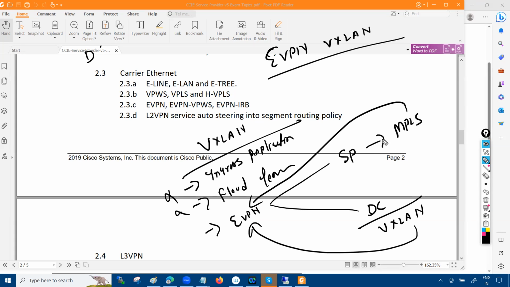Right? EVPN, if you're going to use it in the service provider network, the data plane is going to work like MPLS. If you're going to use the EVPN in the data center network, then it comes with VXLAN, because in a data center network, you will not see MPLS over there.